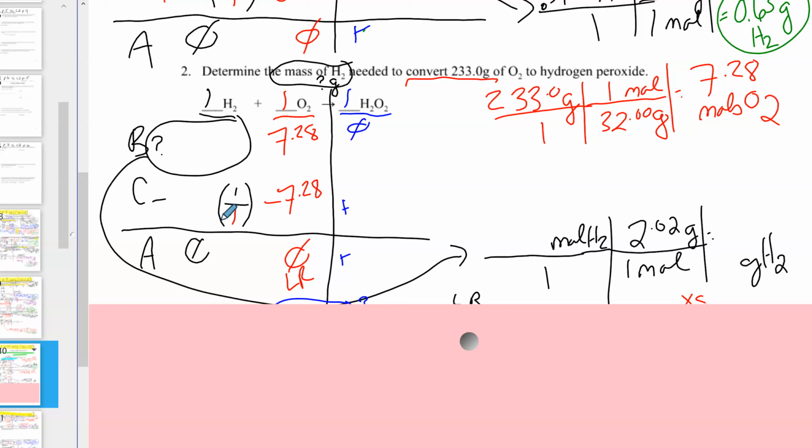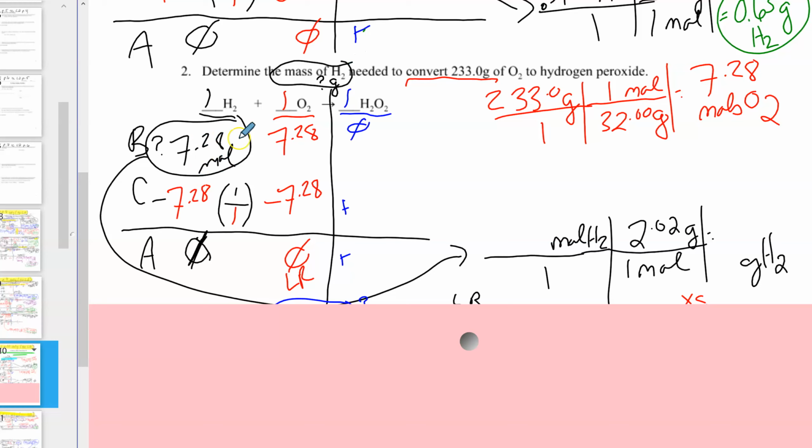So how much hydrogen will I need? Well, I'll be using up that same coefficient, the 7.28, times the ratio of the unknown to the known, 1 over 1. So if there's none left over, that's my 0 right here, and I used up 7.28, how much must I have started with? 7.28 moles. But the problem, they want grams, of course.